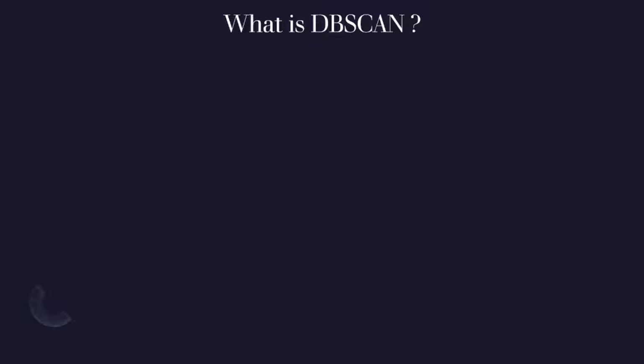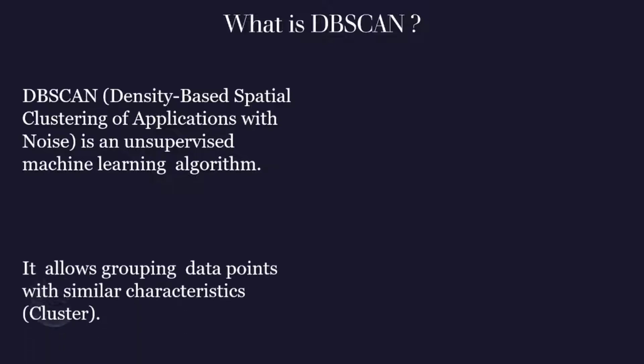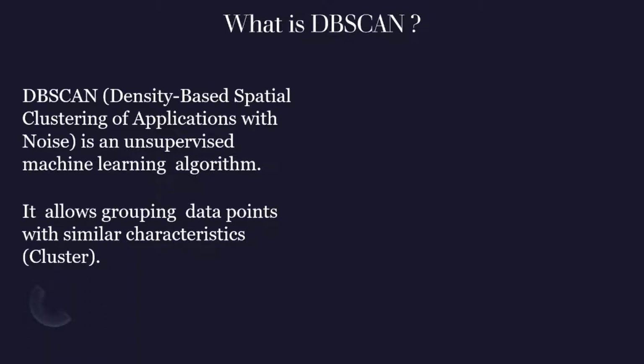First, let's discuss what is DBSCAN. DBSCAN stands for Density-Based Spatial Clustering of Applications with Noise. This is an unsupervised machine learning algorithm. With this algorithm, you will be able to group data points with similar characteristics. Meaning, let's say you have a data set with different variables. So DBSCAN will allow you to cluster all your data points that have similar characteristics.